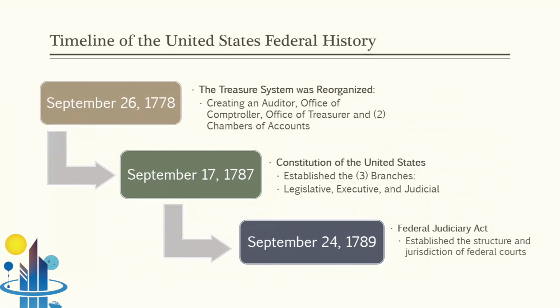The Constitution of the United States, established September 17, 1787, established the 3 branches that we see today, the legislative, executive, and judicial branches. And then the Federal Judiciary Act, founded September 24, 1789, established the structure and jurisdiction of the federal courts. In 1789, George Washington, known as the first president of the United States, served from 1789 to 1797 at this time.